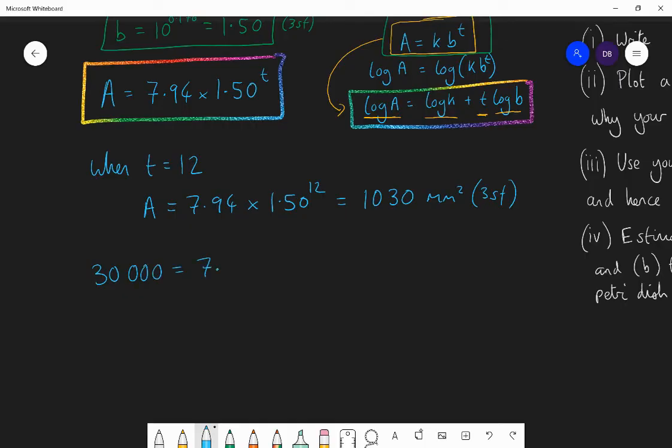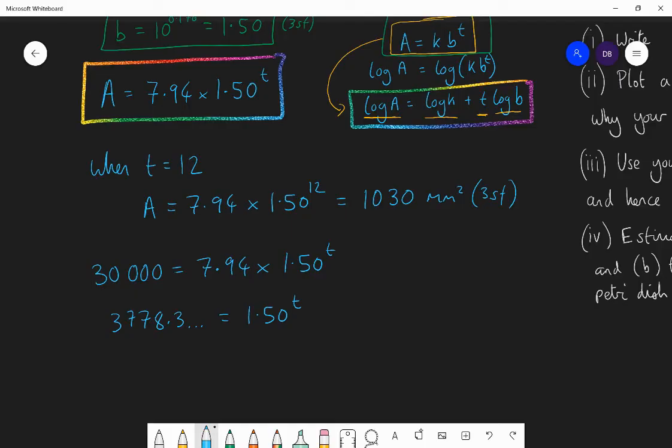So 30,000 equals 7.94 multiplied by 1.50 to the power of t. Next, I try and solve this, I need to use logarithms to solve it. But first, I'm going to divide by 7.94. If I divide both sides by 7.94, I get 3,778-ish, 0.3 ... is equal to 1.50 to the power of t.